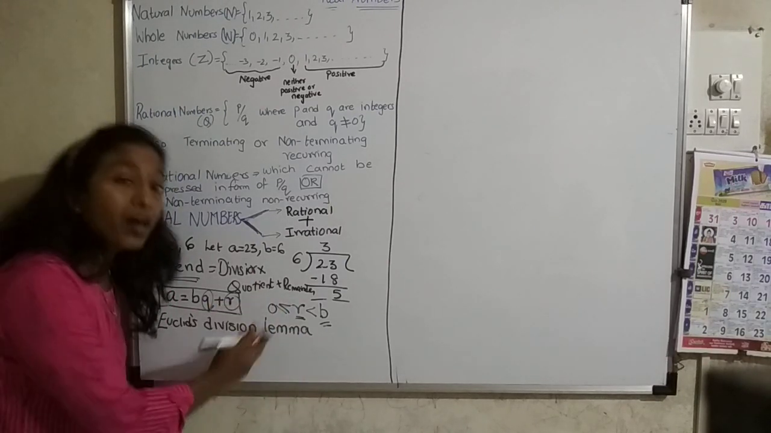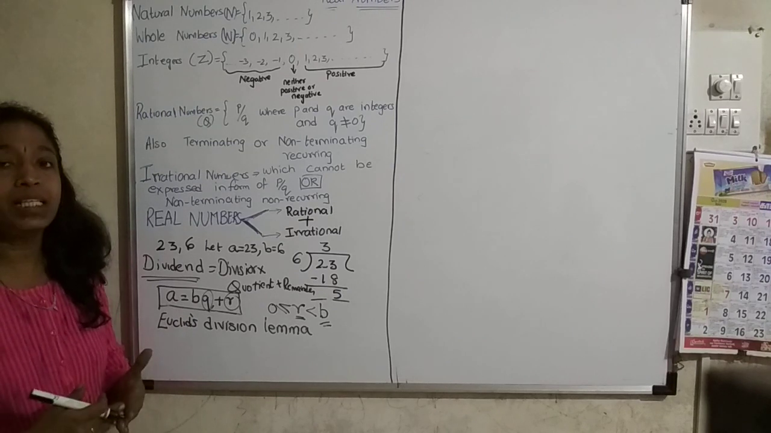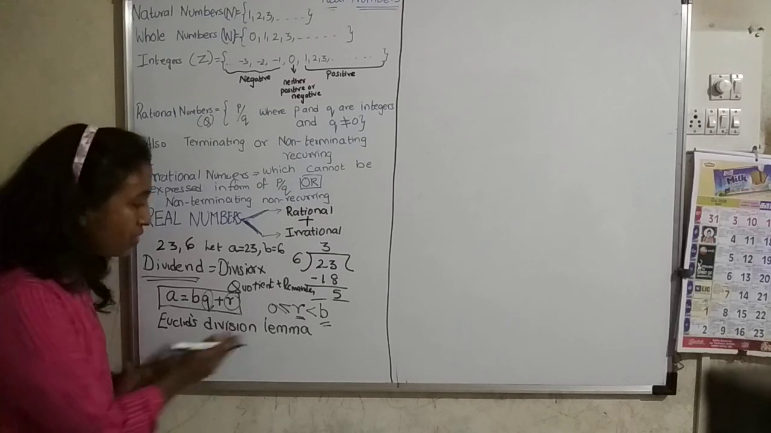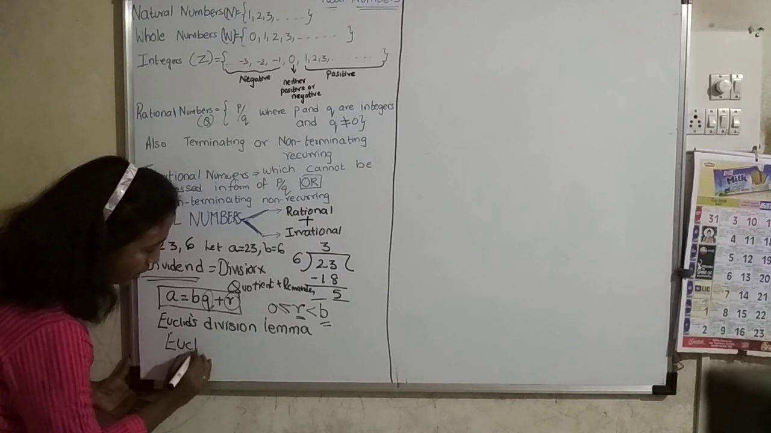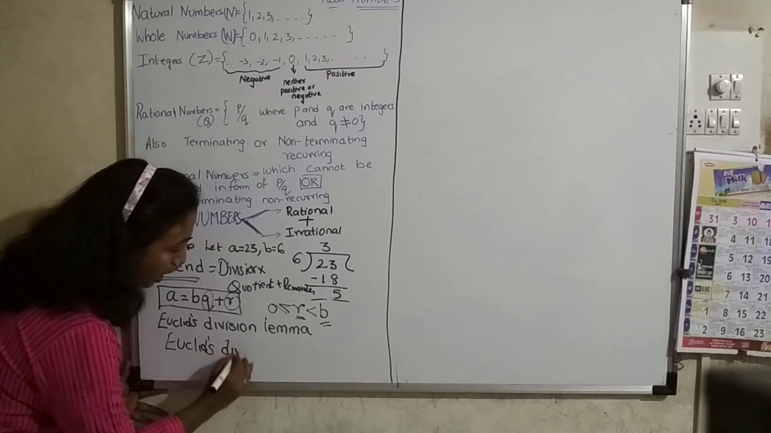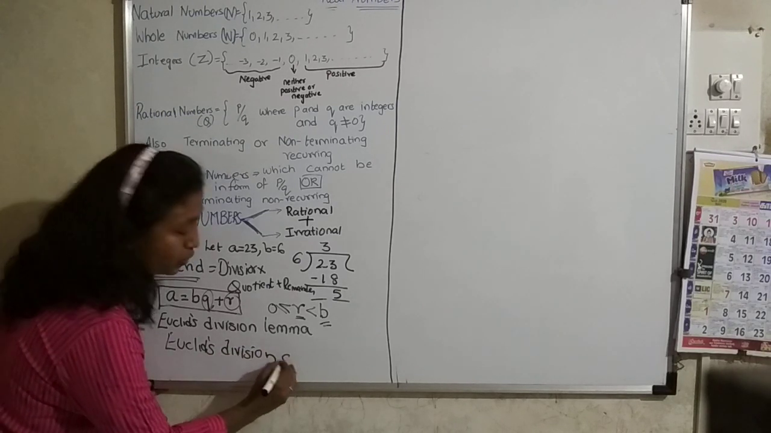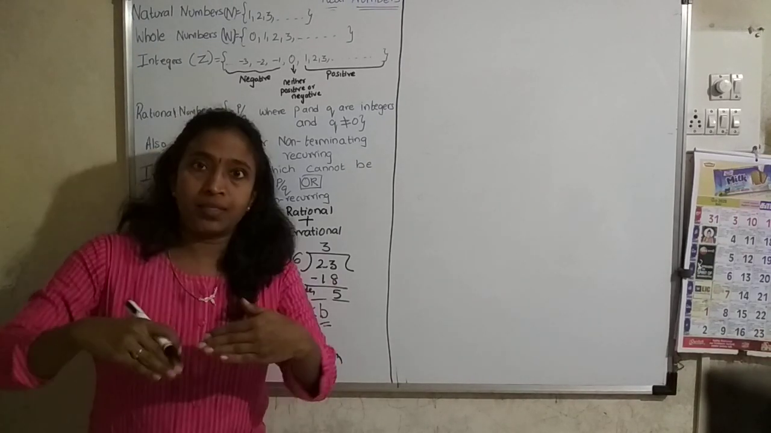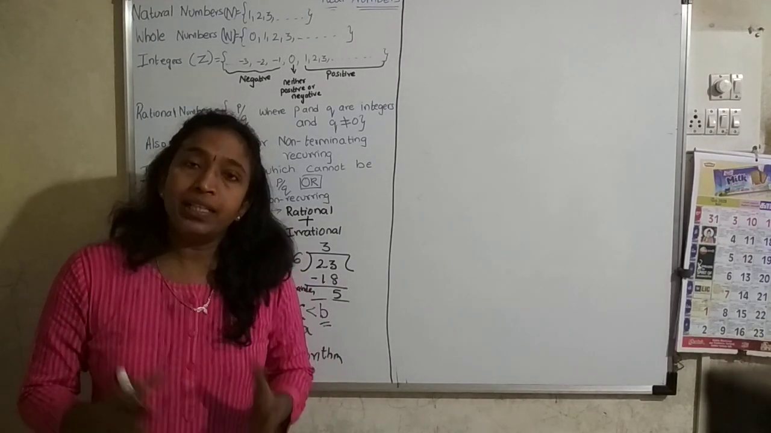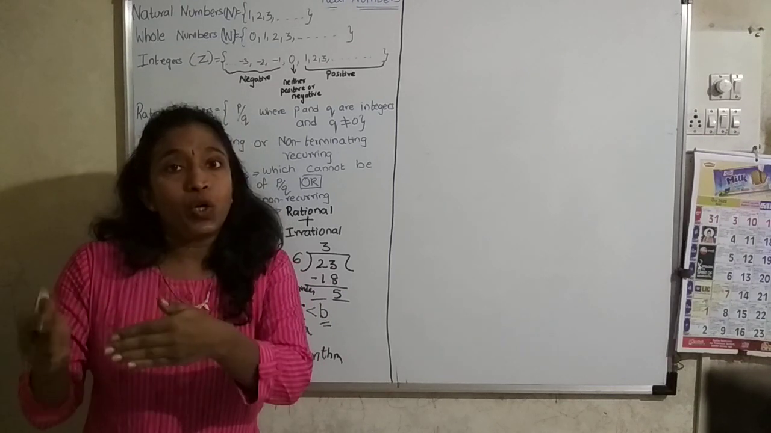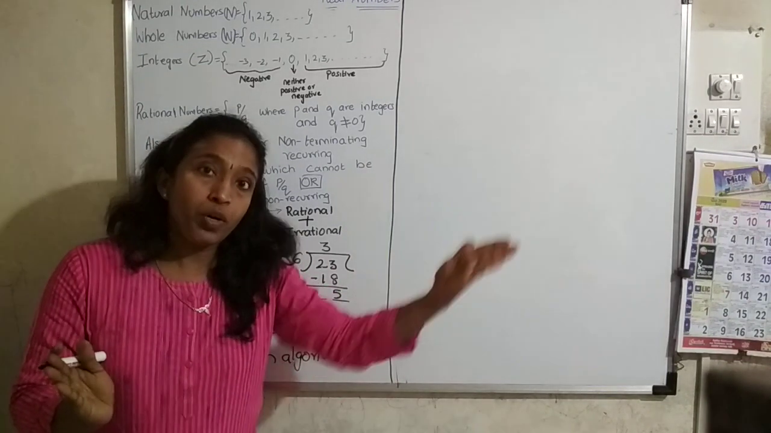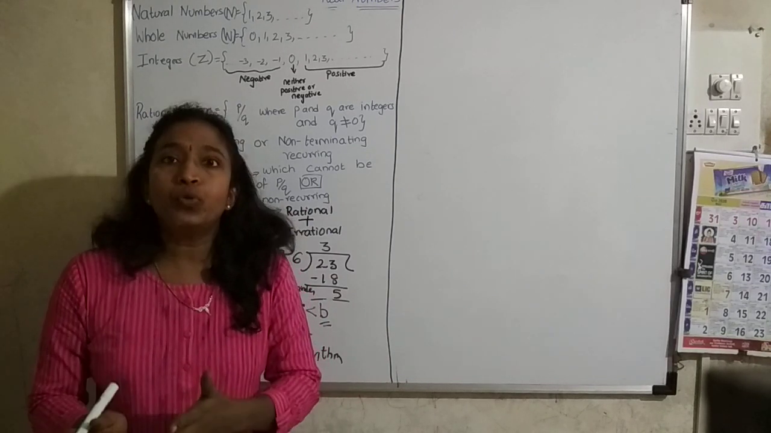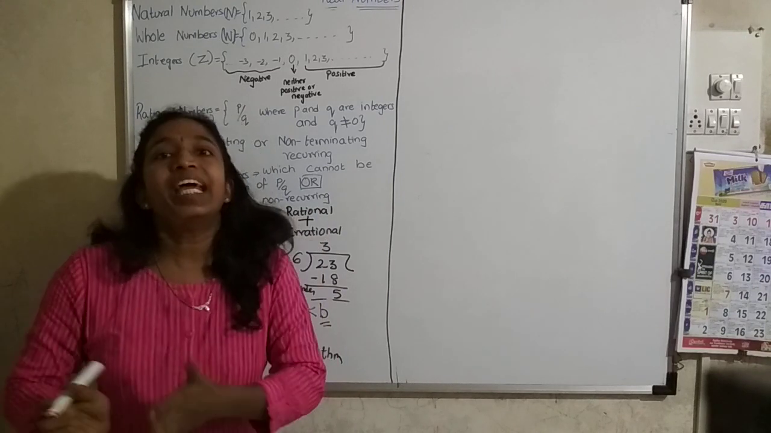Now using this lemma, we are going to use Euclid's division algorithm and find the HCF. This word algorithm is very familiar to you because you have learned it in computers. An algorithm is nothing but well-defined steps to solve a sum. So Euclid's division algorithm uses the lemma, that is a proven fact, to find the HCF. Simple, correct?